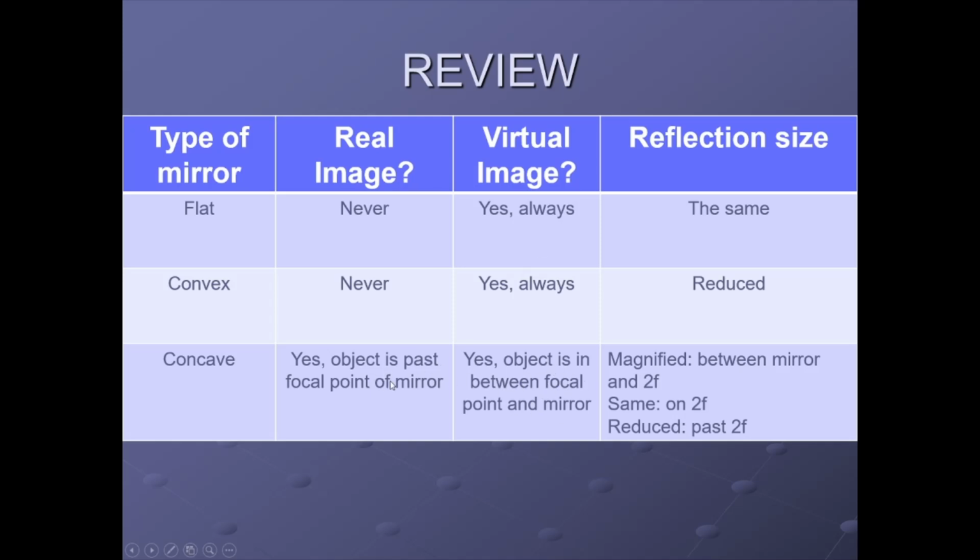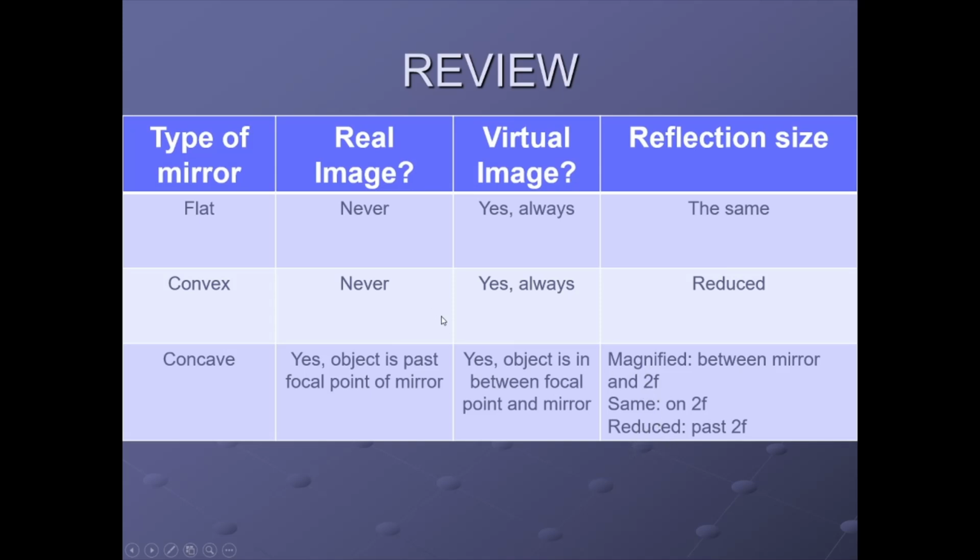And there's differences there. For the real image, for the concave, the object is past the focal point. But for the virtual image, the object is in between the focal point and the mirror. And then the reflection size: in a flat mirror, it would be the same. In a convex mirror, it would be reduced. And in a concave mirror, we have magnified, same, and reduced. So we have 3 different possibilities for sizes.